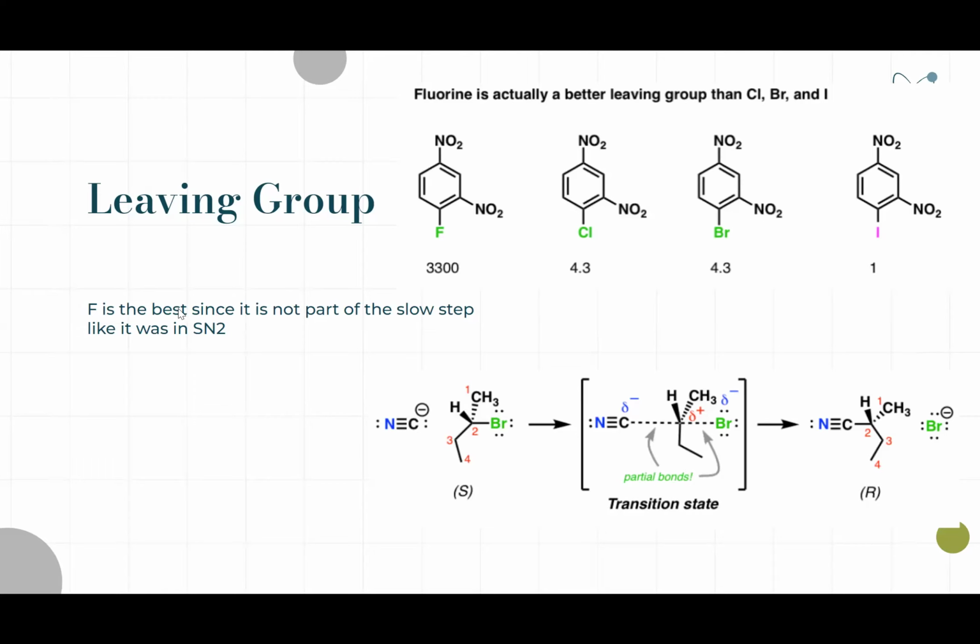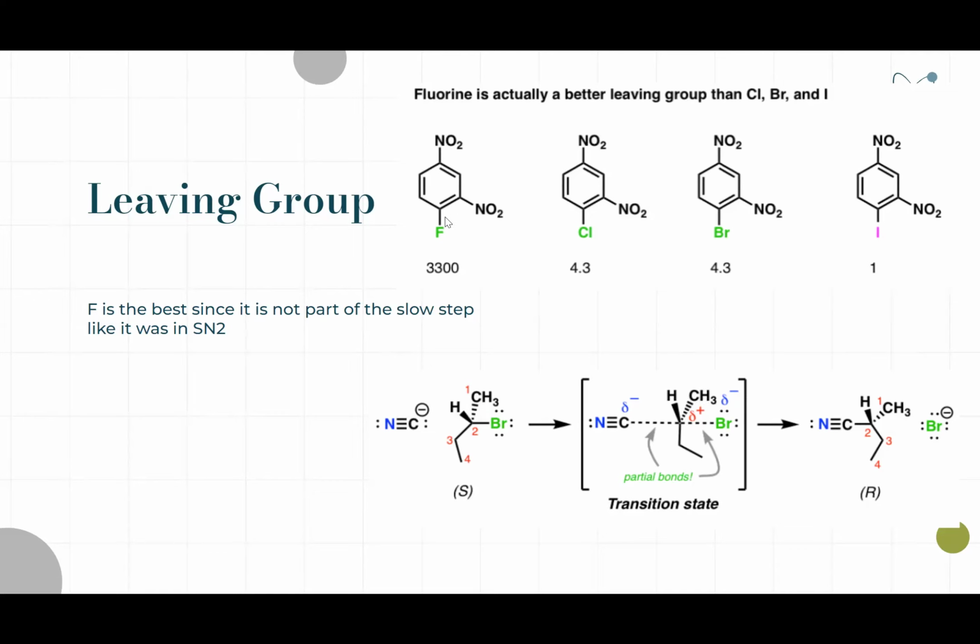So F is the best in this case because it's not part of the slow step like in SN2. If we look at the bottom where it's SN2, you see how it happens in one step where the Br breaks off? That's the rate determining step because there's only one step. So the leaving group matters. But in this case, leaving group doesn't matter because it's a lot like E1cB, where it goes up and it comes back down to push it off, right? And in this case, F is a better leaving group.